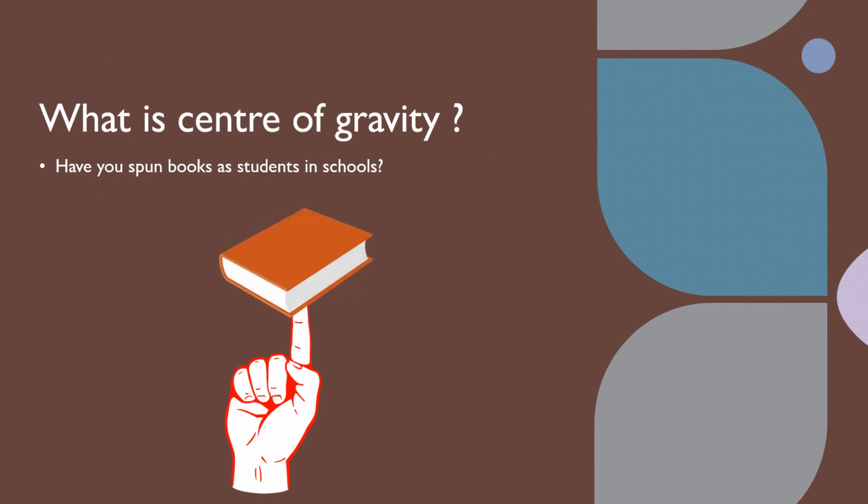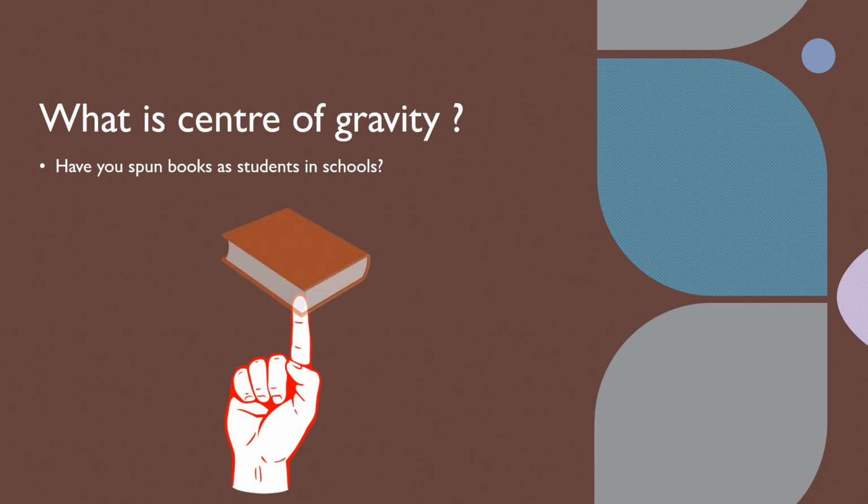Anyway, so what are students actually doing when they're spinning books? Quite simple. They're balancing the book and then rotating it. The point at which they balance this book is what we call center of gravity. Now, if you imagine your entire ship, or you replace this book with your ship, what would be the COG of the ship? It would be that point at which you could balance the entire weight of the ship.